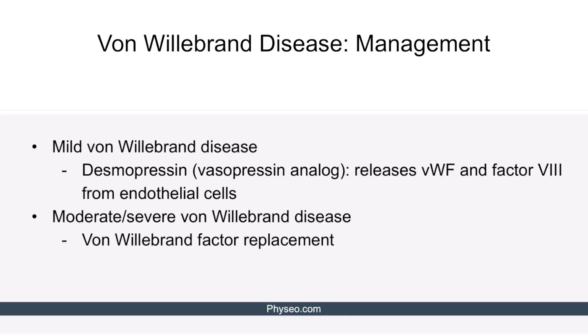And finally, let's talk about management. Mild von Willebrand disease is treated with desmopressin, which is a vasopressin analog. Desmopressin releases von Willebrand factor and factor VIII from the endothelial cells, alleviating symptoms of the condition. Moderate and severe von Willebrand disease, on the other hand, are treated with von Willebrand factor replacement.